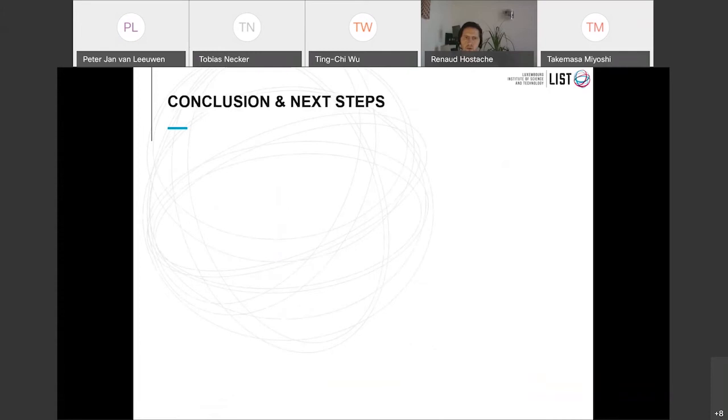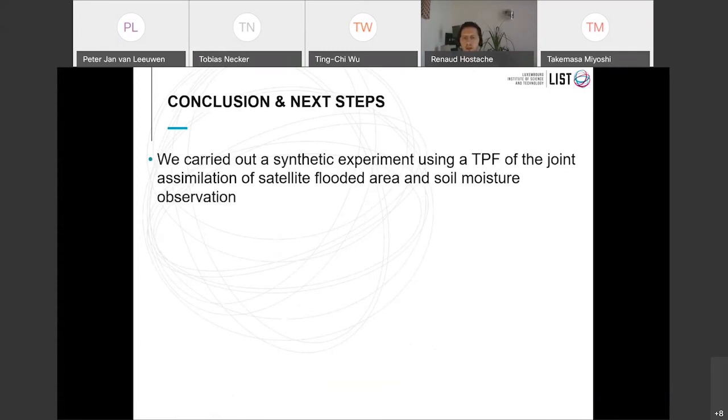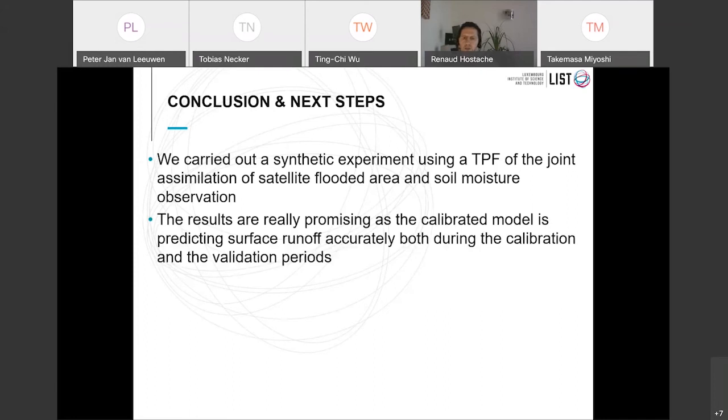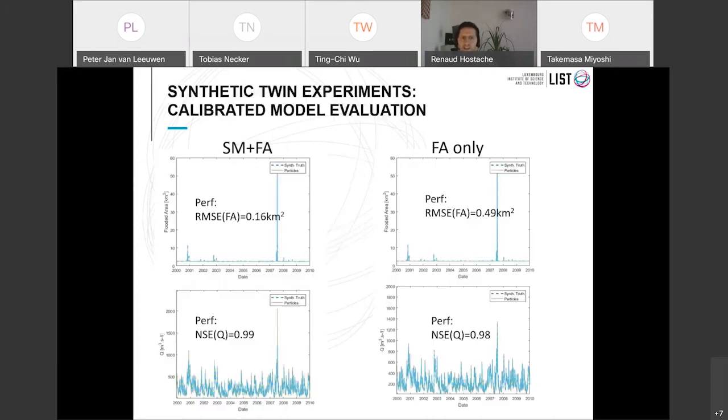So to conclude, we carried out here a synthetic experiment using a tempered particle filter for the joint assimilation of satellite flooded areas and soil moisture observations. The results are really promising, as the calibrated model is predicting surface runoff accurately, both during the calibration and the validation period. That's probably what I forgot to mention here, is that these results were obtained for another period, a period where no assimilation was carried out.